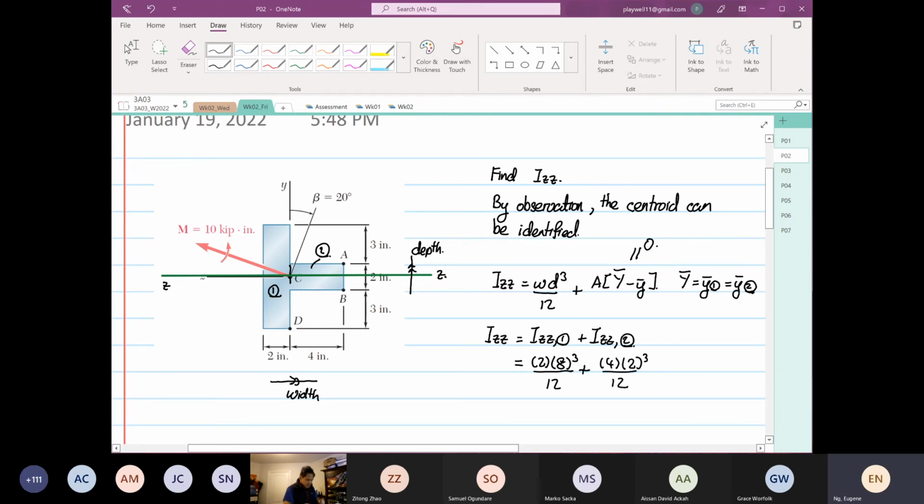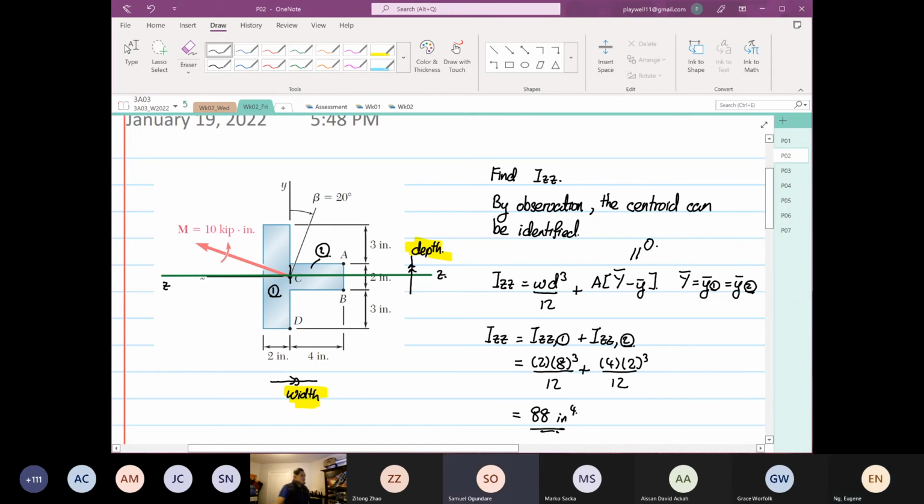As I said, this labeling is really useful. Without it, I need a while to think. With it, I don't really need to think, and I can be very sure of my answers also. So plus 4 times 2 to the power 3 divided by 12. So the IZZ is 88 inches to the power 4. A very good number. 88 in Chinese means prosperity.